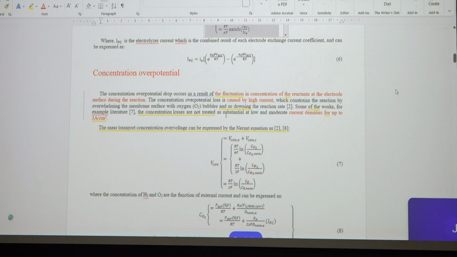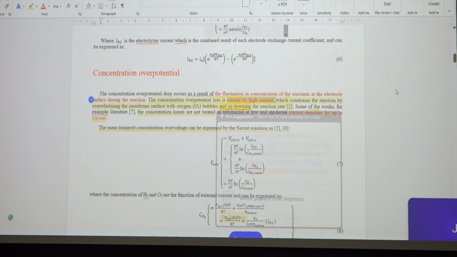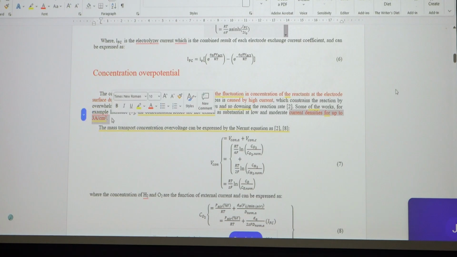It is basically the result of fluctuations in the concentrations of the reactants. Here the reactants are hydrogen and oxygen. Because of fluctuations in hydrogen pressure, temperature, or any other dependent parameters, this overpotential results, and it basically happens in the high current density region, not at low or moderate current densities. That is why most of the literature ignores this term until 3 amperes per centimeter square.